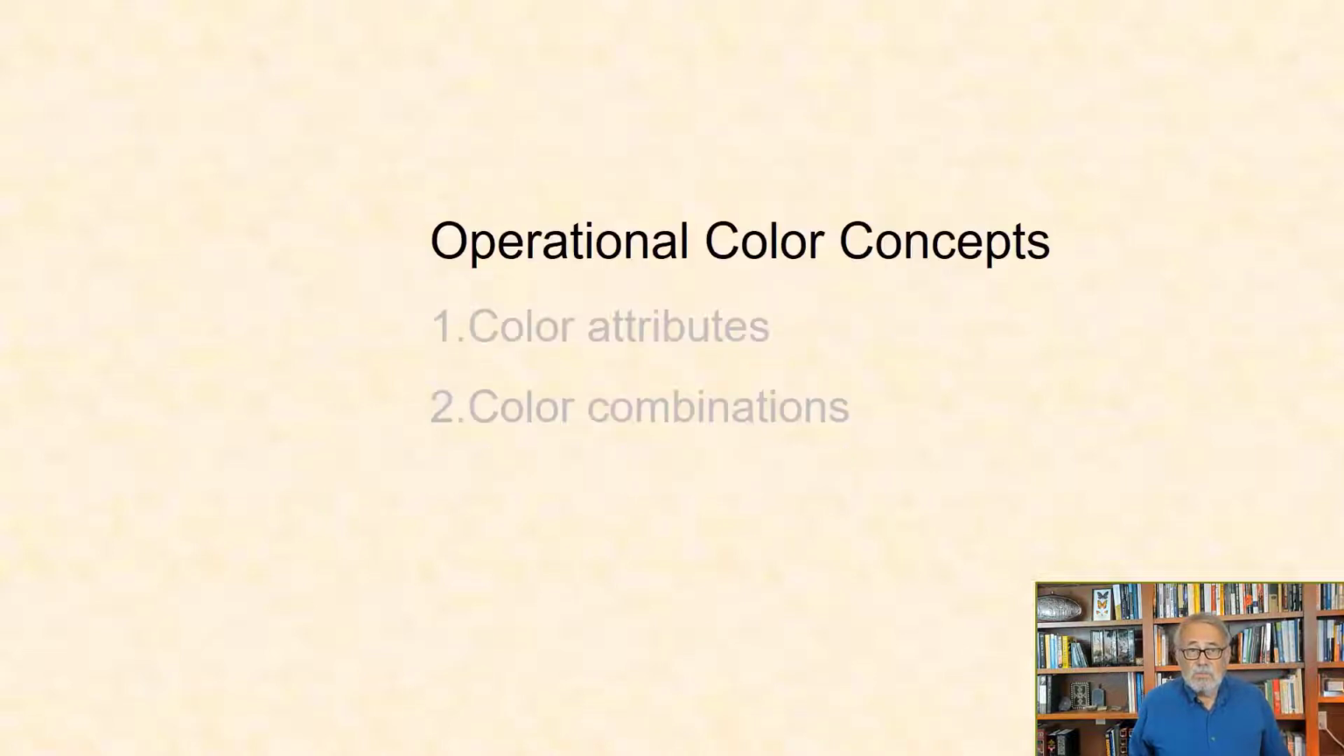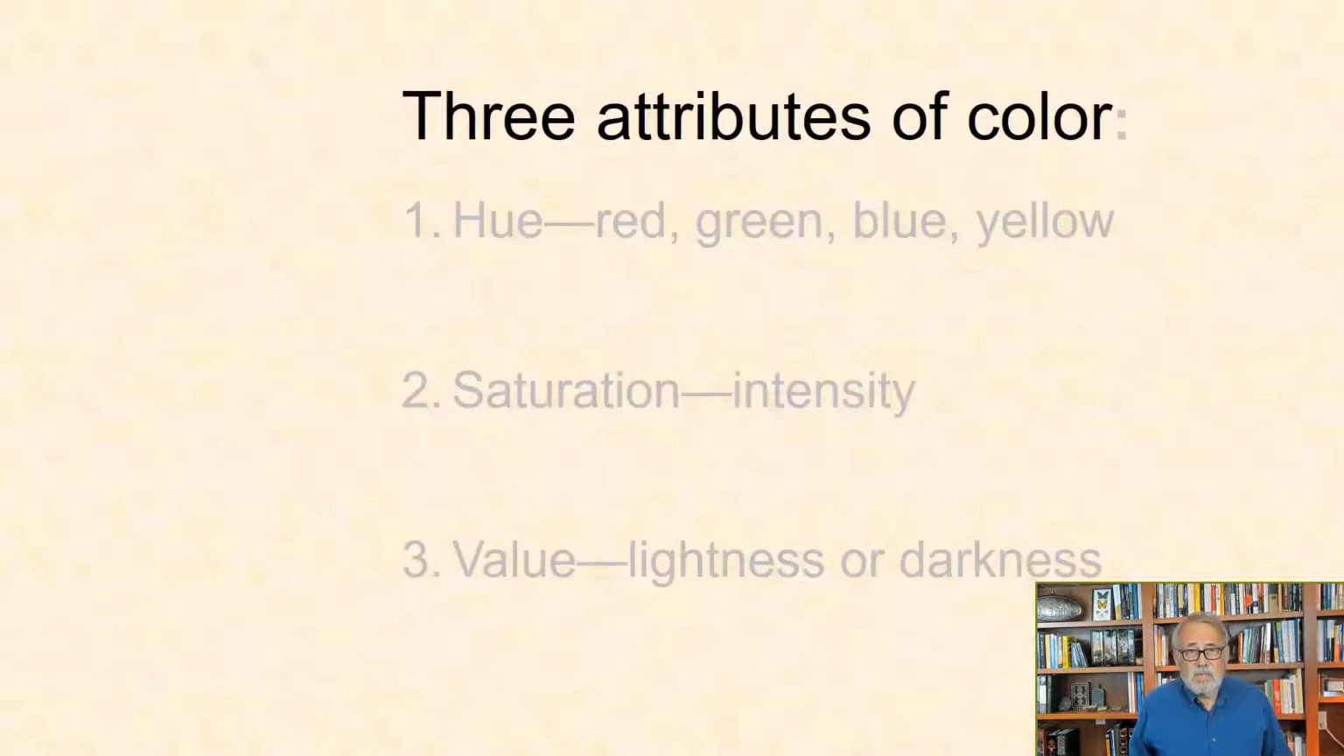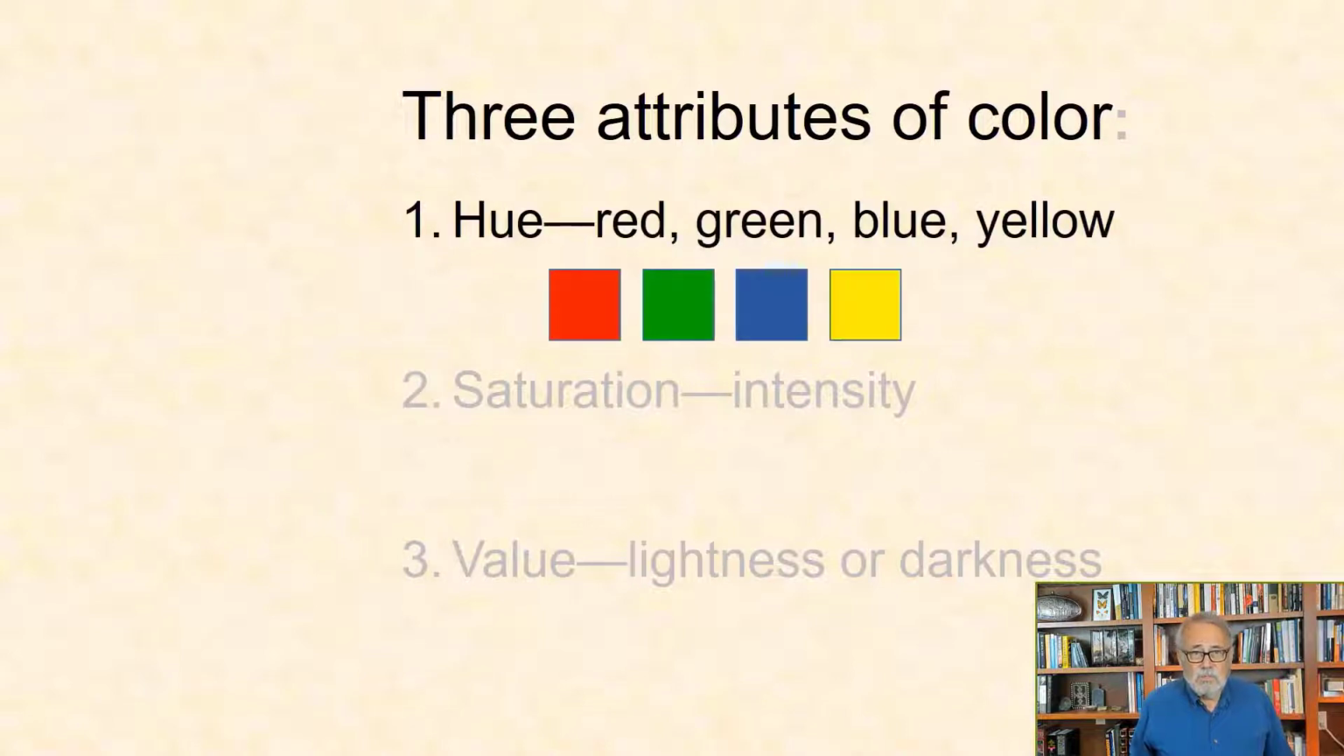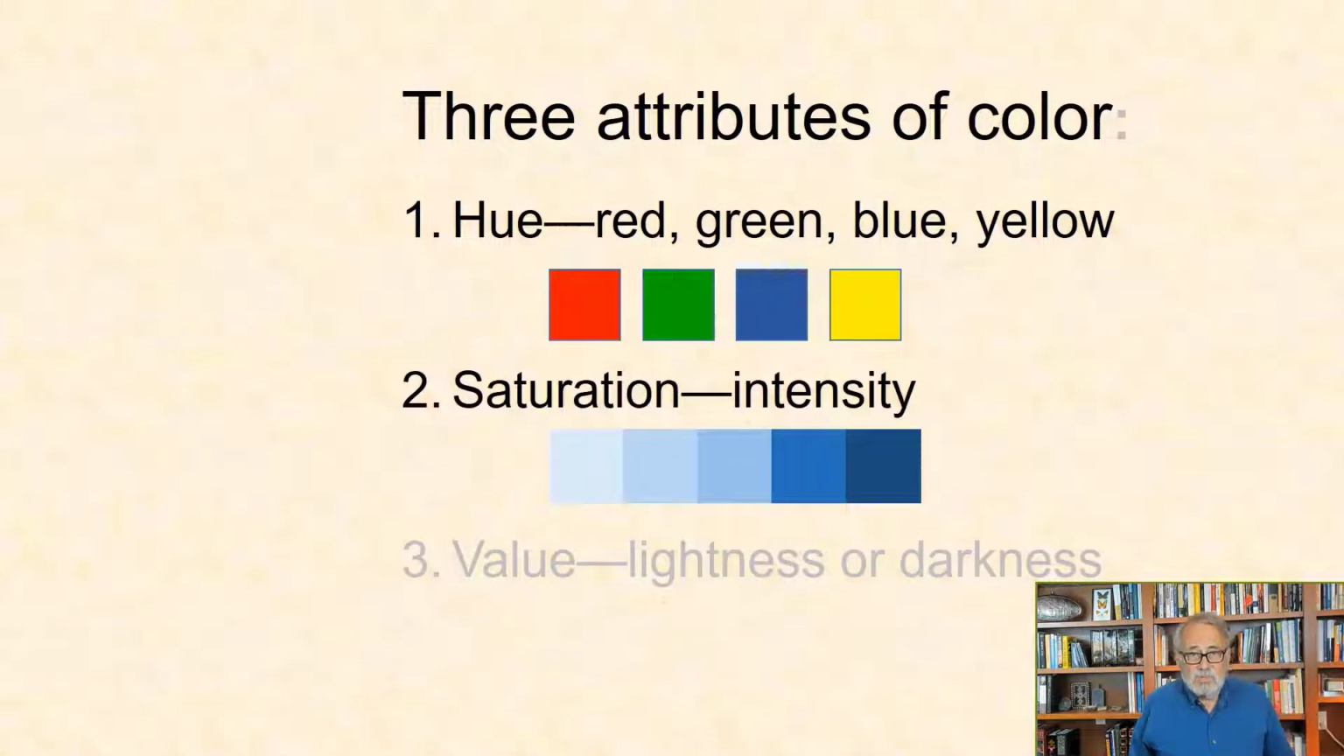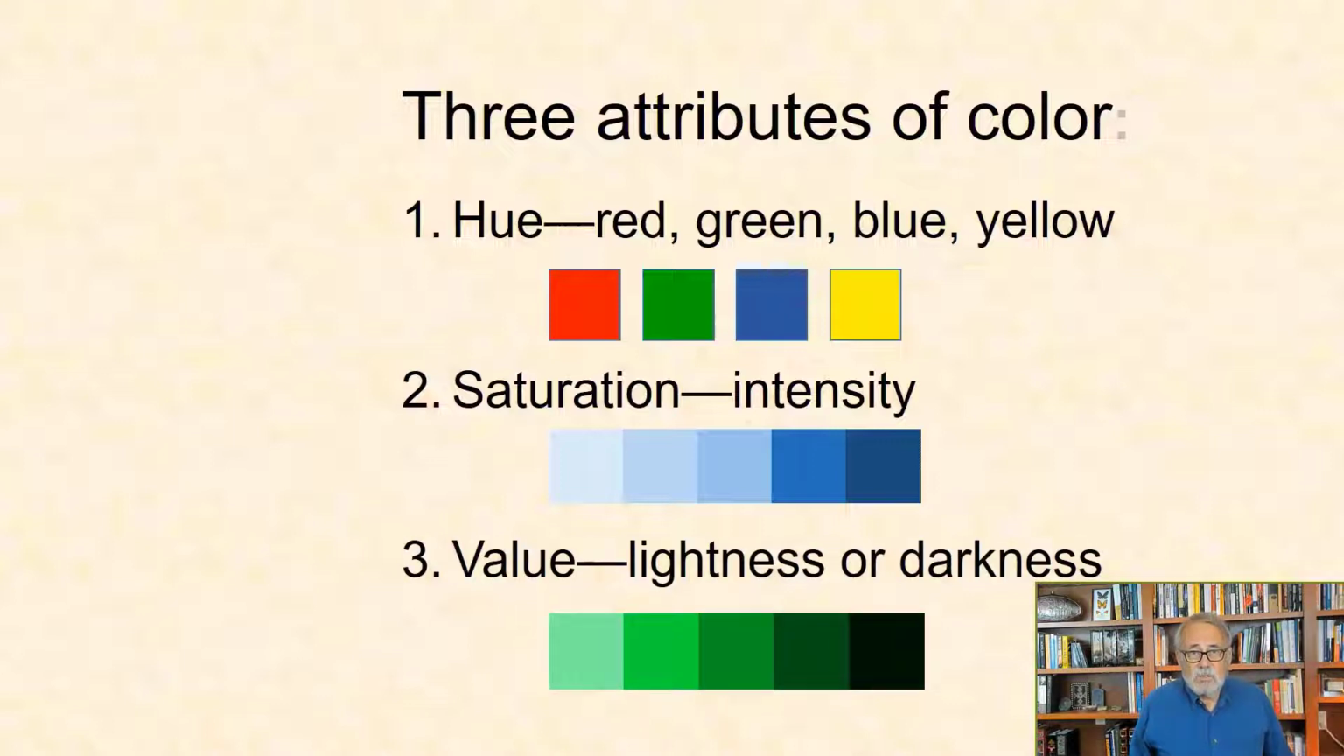There are two operational color concepts that are important. First, color attributes, and second, color combinations. The three attributes of color include hue, such as red, green, blue, and yellow, saturation, which is intensity, and value, which is lightness or darkness.